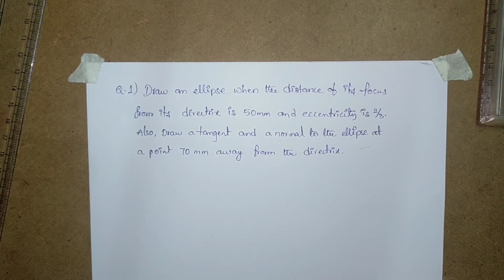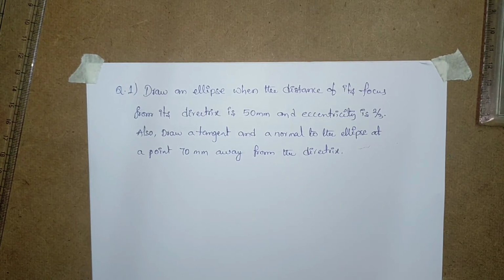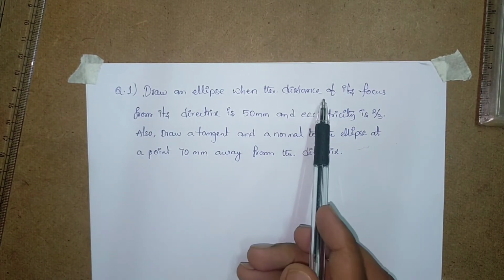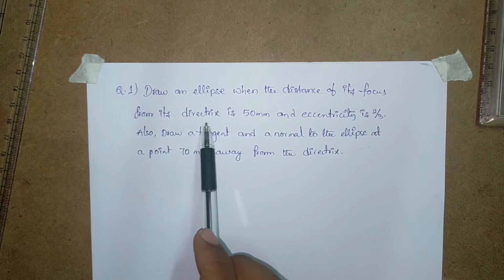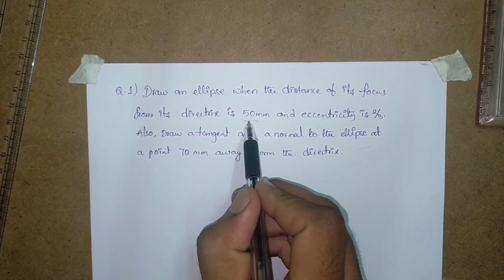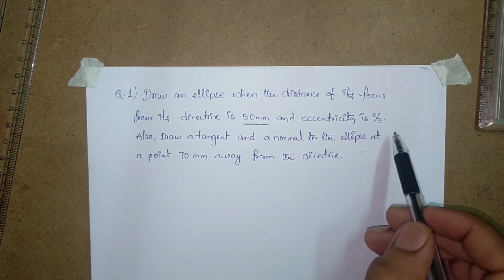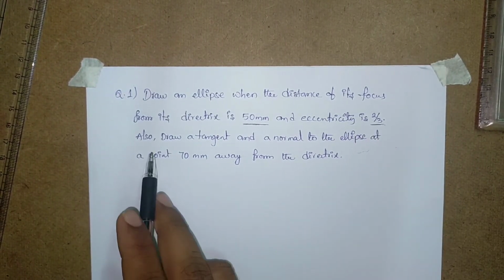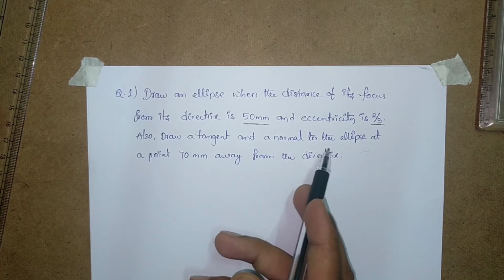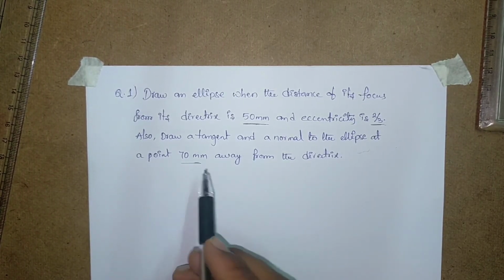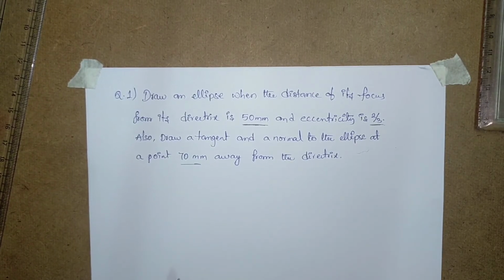In this video, I am going to explain how to construct an ellipse by the general method or eccentricity method. The question is: draw an ellipse when the distance of its focus from its directrix is 50 mm and eccentricity is 2 by 3. Also draw a tangent and a normal to the ellipse at a point 70 mm away from the directrix.